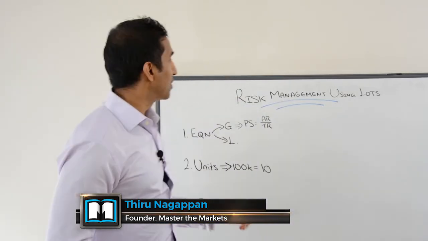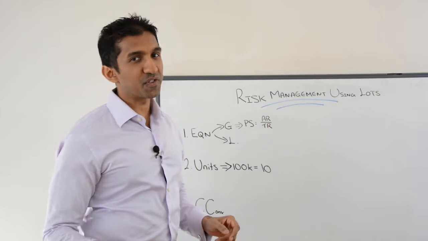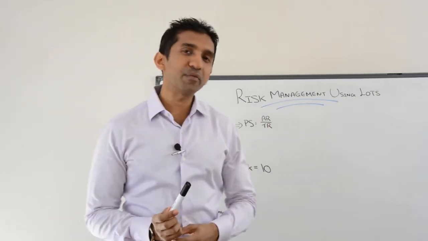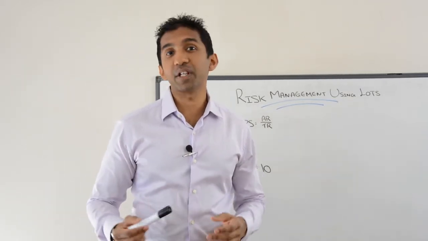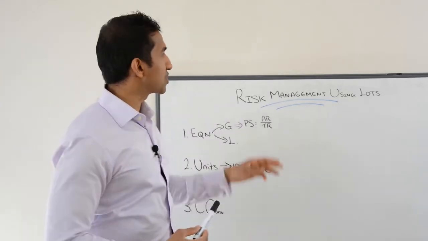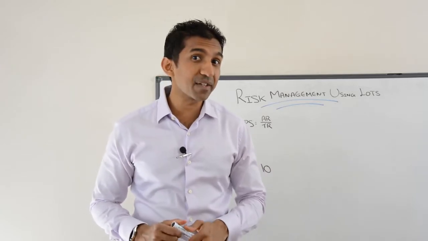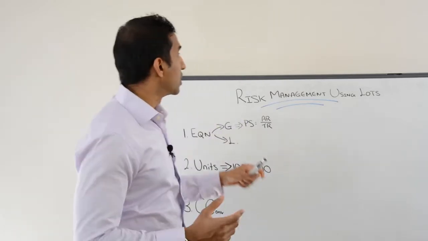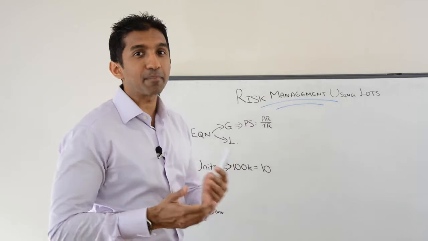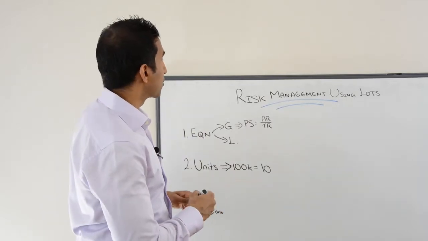So today we're going to be looking at this topic called risk management using lots. Most of you are very familiar, if you've been trading for about two to three months, or if you're complete beginners, sometimes you would have come across risk management using your standard position sizing formula. For example, you want to look at your stake size, which is pounds a pip, especially used in spread betting. We use this general formula.